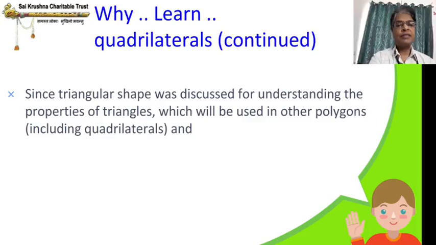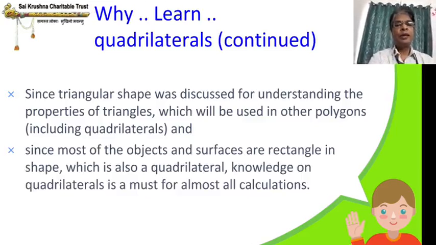Whenever we are discussing, I was telling mainly for the future higher sized polygons, higher dimensional polygons, it will be useful. And since most of the objects and surfaces are rectangle in shape, which is also a quadrilateral, knowledge on quadrilaterals is a must for almost all calculations. So this is a very brief reason I have written why we are learning about quadrilaterals, because we already discussed in detail in triangles chapter, which of course is going to be used extensively in quadrilaterals.